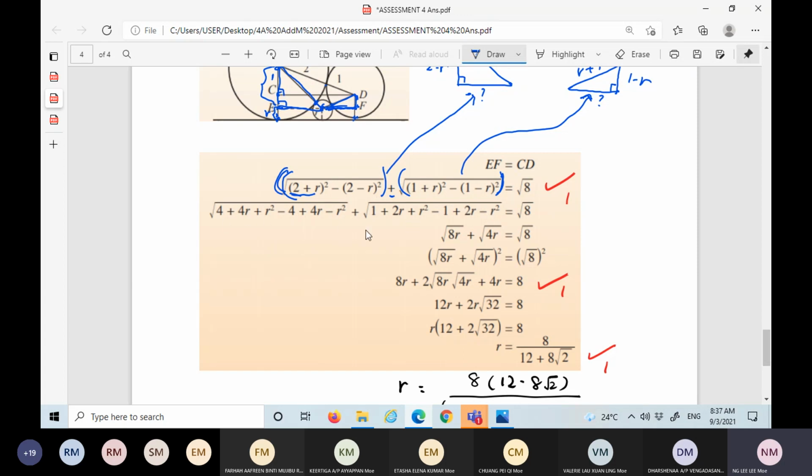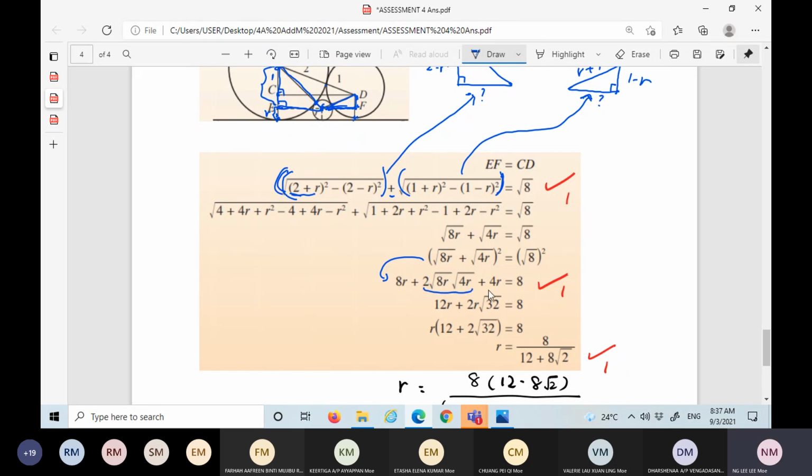After expanding, at the end you are left with this. Then you square both sides. This one you have 8, then this one you have this. This one is another problem for you. This one squared is 8R, this one squared is 8R, then this term times this term times 2. So you are having this. Then we will see what we can do to this term.